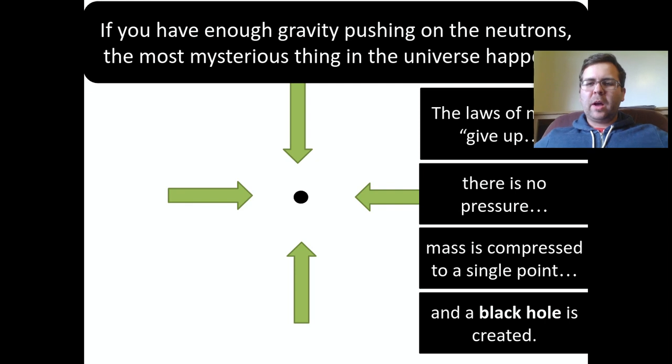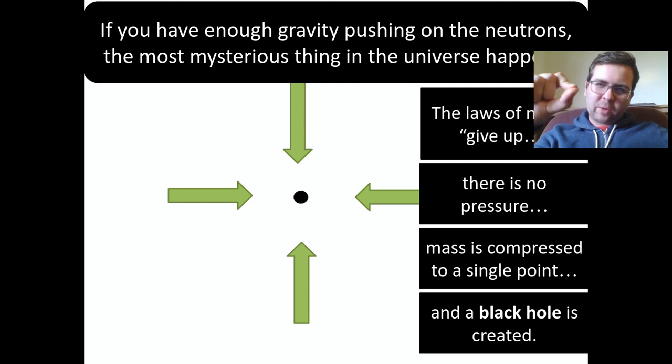It's whenever a star is so, so massive that the weight of the star compresses neutrons down to the point where the laws of nature just give up. And basically, we don't have any way to explain it. There's nothing left to push back. And gravity has created a singularity, a single point where all the mass is concentrated at that one single point. And that's what we call a black hole.